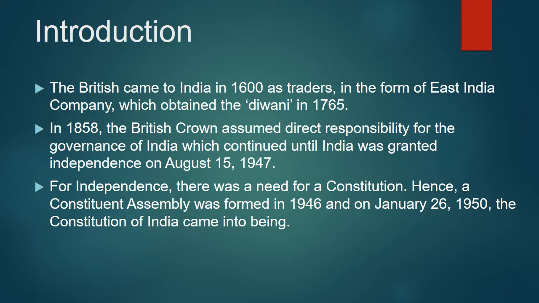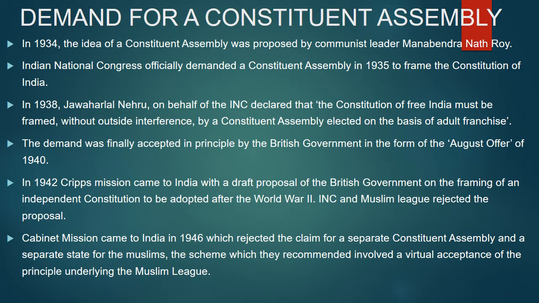When India was about to get independence, there was a need for a constitution prepared by its own citizens. Hence, a Constituent Assembly was formed in 1946, which ultimately prepared the Constitution, and it came into being on 26th of January 1950. Now the question is, when did Indians start demanding a Constituent Assembly?